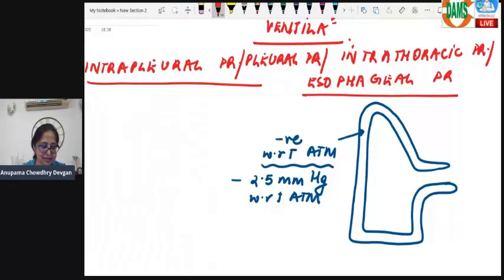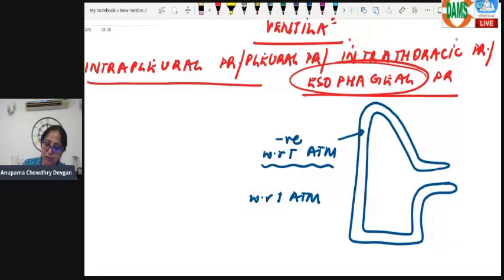Like I said, this is negative with respect to atmosphere. Esophageal pressure is used to measure the pleural pressure. It is similar to the pleural pressure. You cannot measure the pleural pressure directly; you'd have to puncture the pleural space otherwise.